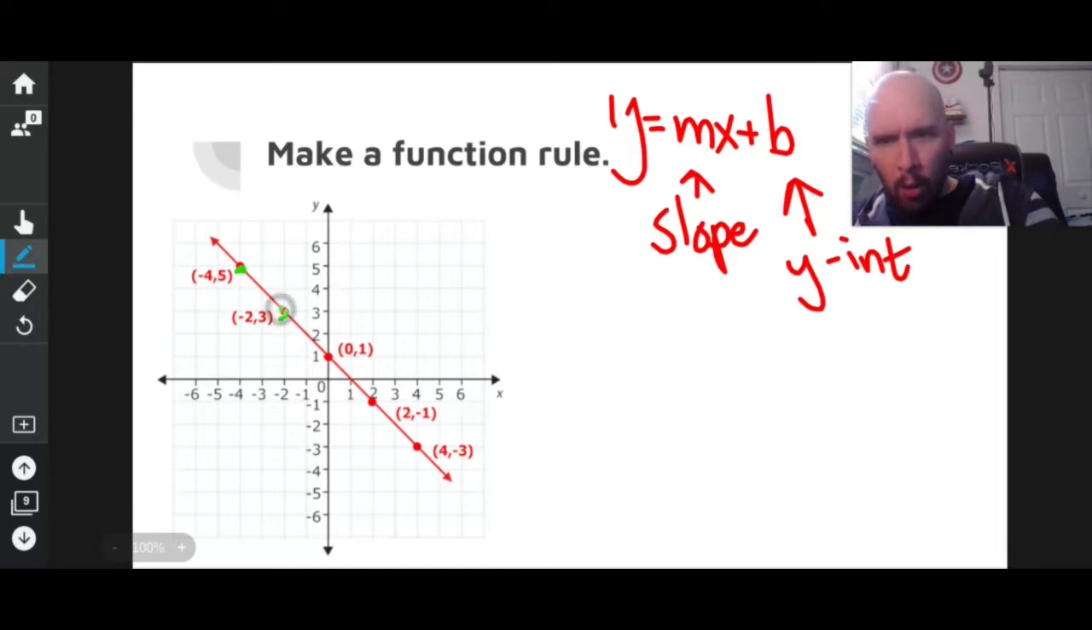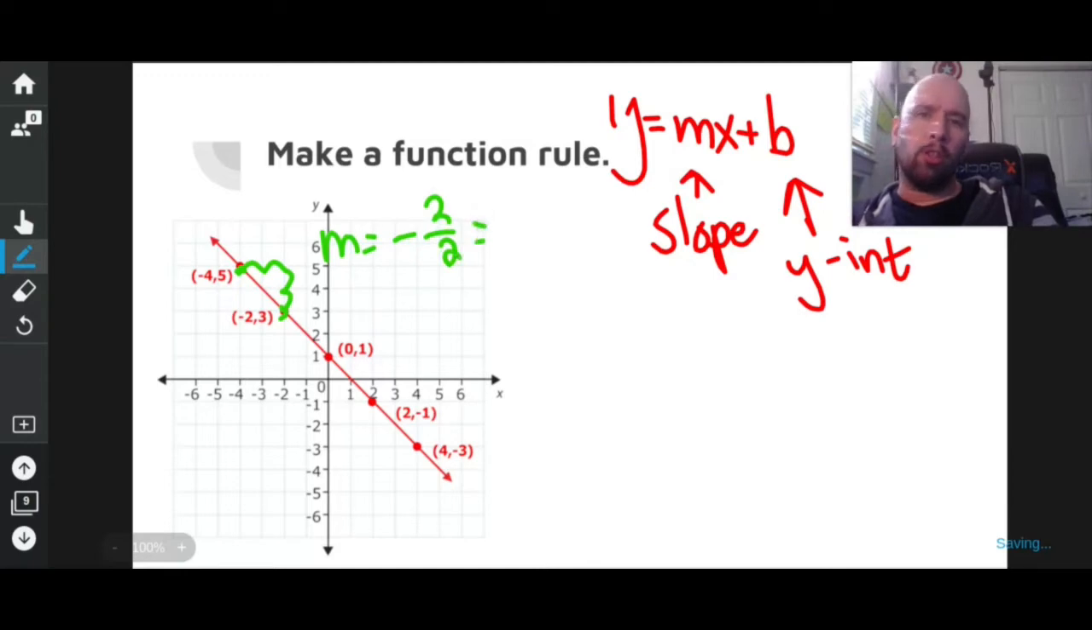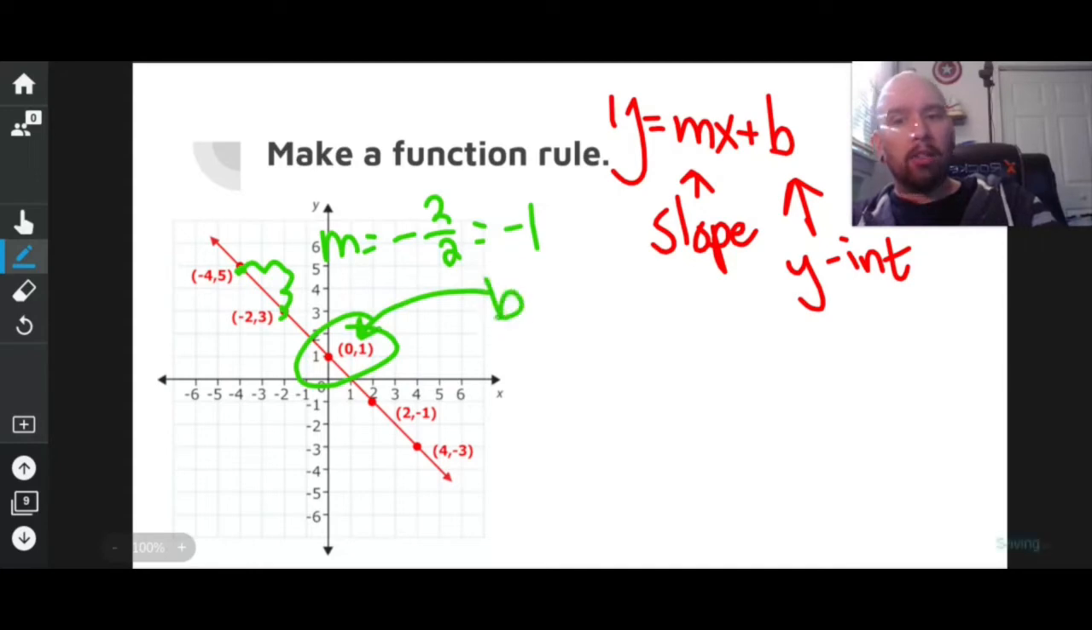And so if I go up 1, 2, left 1, 2, since it's up and to the left, I have a negative slope, and it's negative 2 over 2, so my slope is negative 1. Look at that guy right there. Remember, when x is 0, that guy right there is my y-intercept. So my y-intercept is 1.